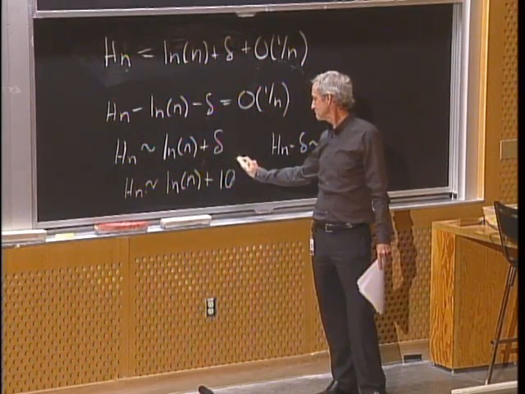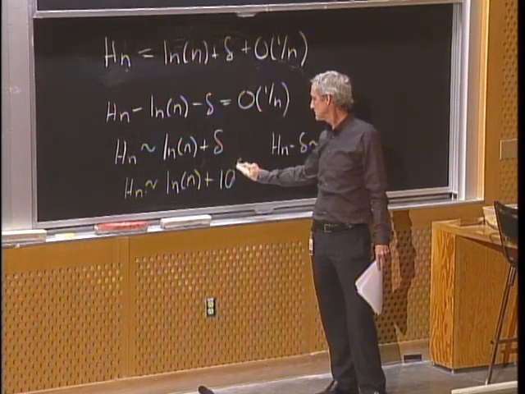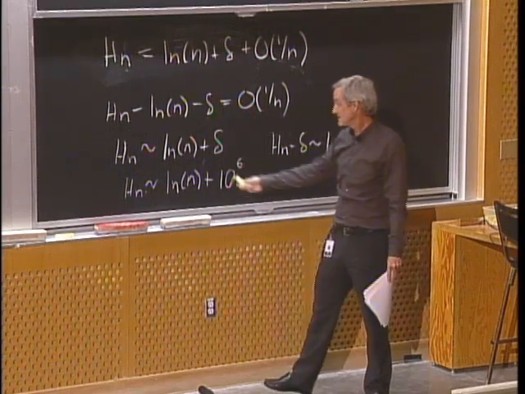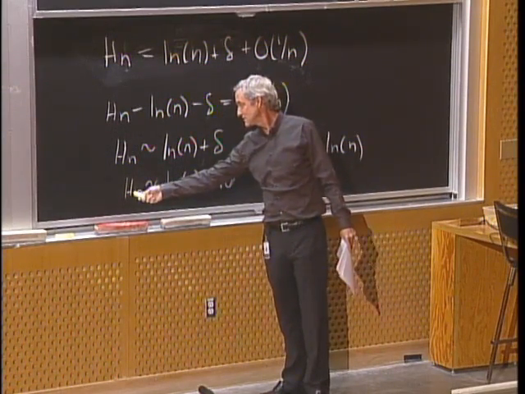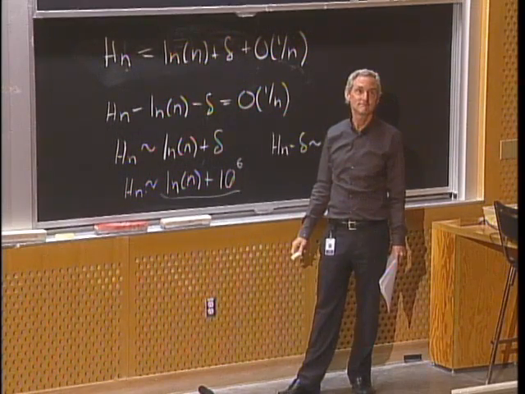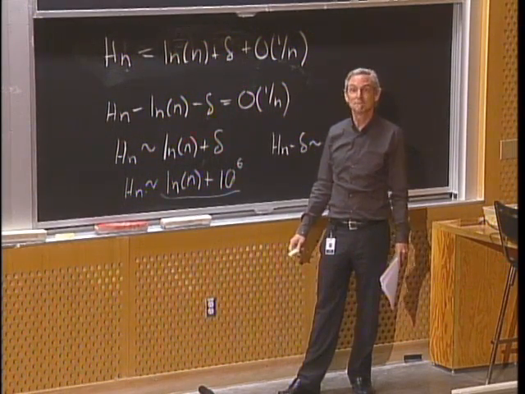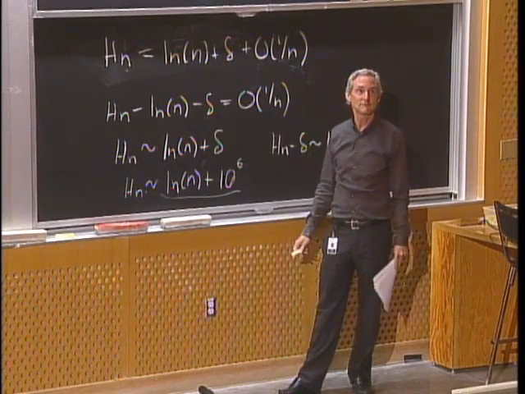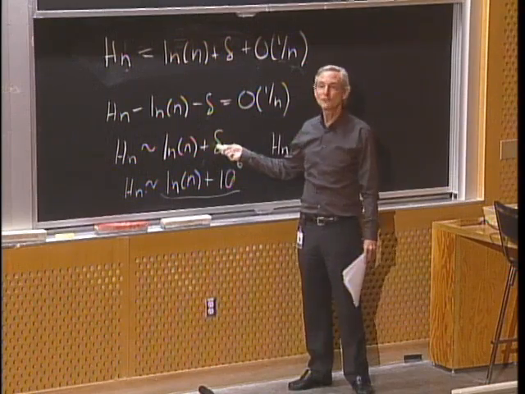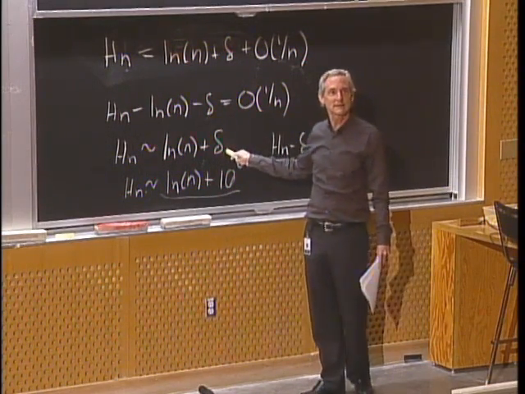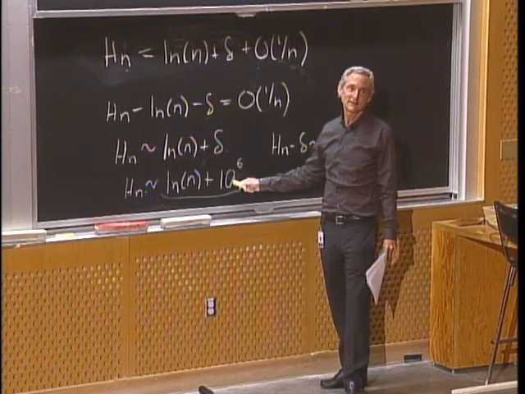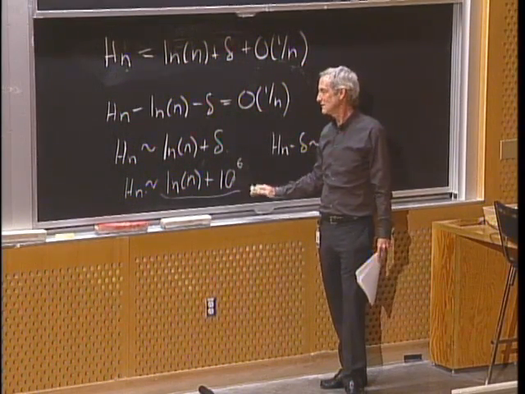I can even make it 10 to the 6 here. It's true, because the ratio of this over that in the limit is what? 1. And that's all I need for tilde. So when I wrote this, everybody knew what I meant, but I could write this and be just as true mathematically. So you've got to be careful about this.